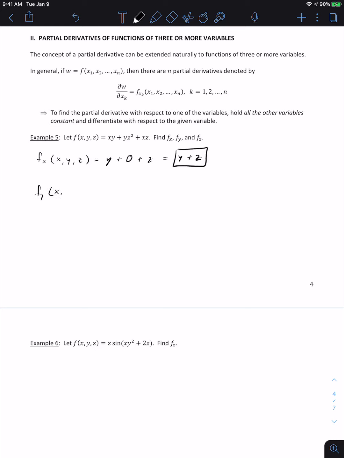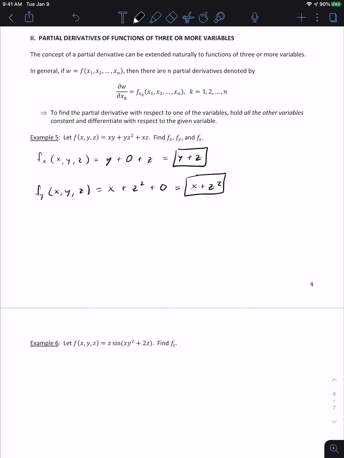When I find my partial derivative with respect to y, in the first case I would get x. In the second case, now y is the variable and z squared is its constant, so z squared would be my derivative. And then my partial derivative of that last term would be 0 because there's no y in it. So I get x plus z squared.